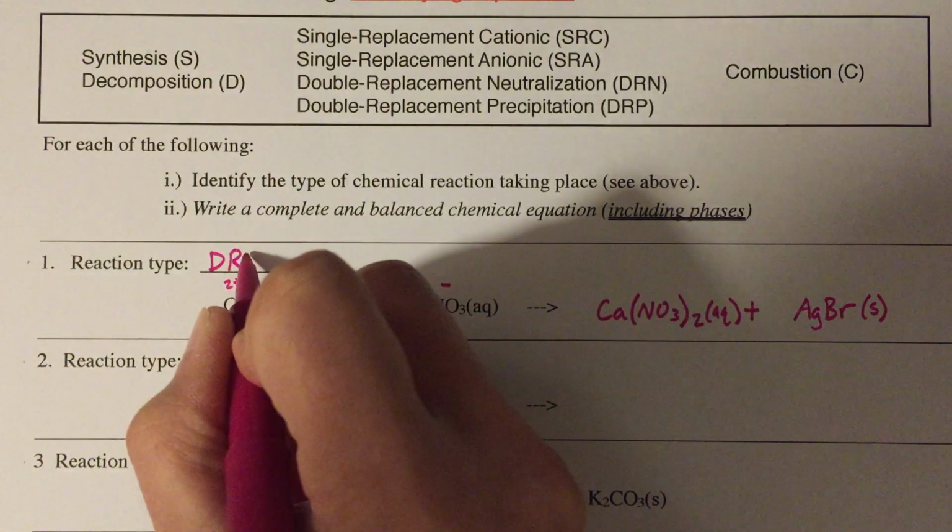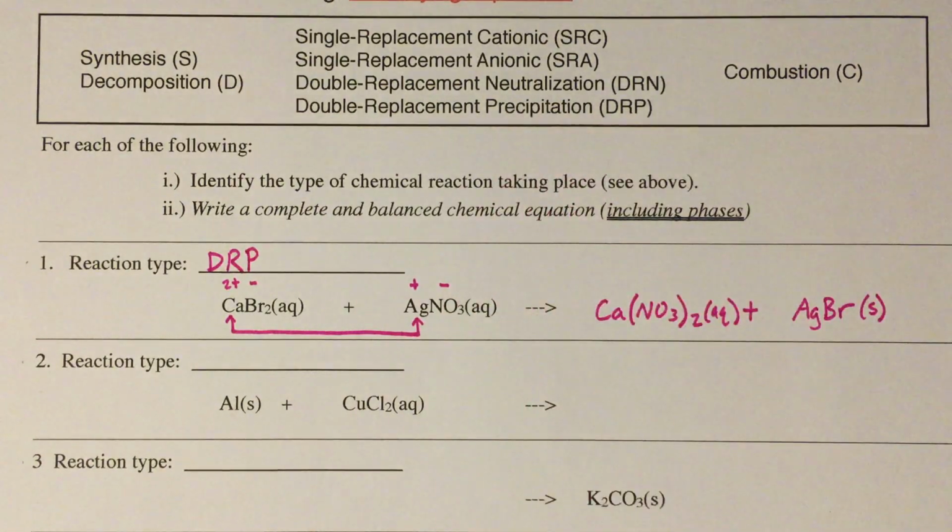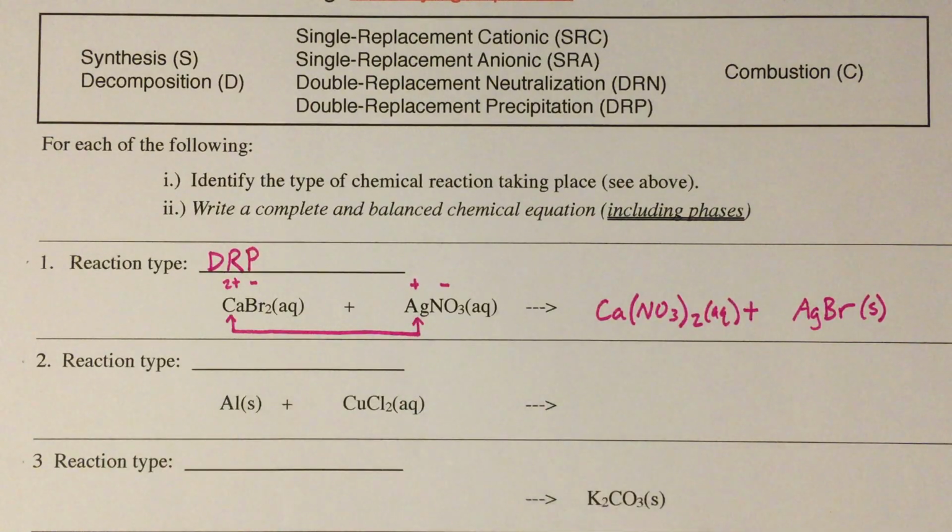So I'm going to add a P here for our reaction type, double replacement precipitation, as it says to do up here. All right, and then the very last thing you want to make sure you do once you've completed the equation is to balance it. And again, there are other videos that go over more detail with balancing. If you want to watch those, I'll go through this one pretty quickly.